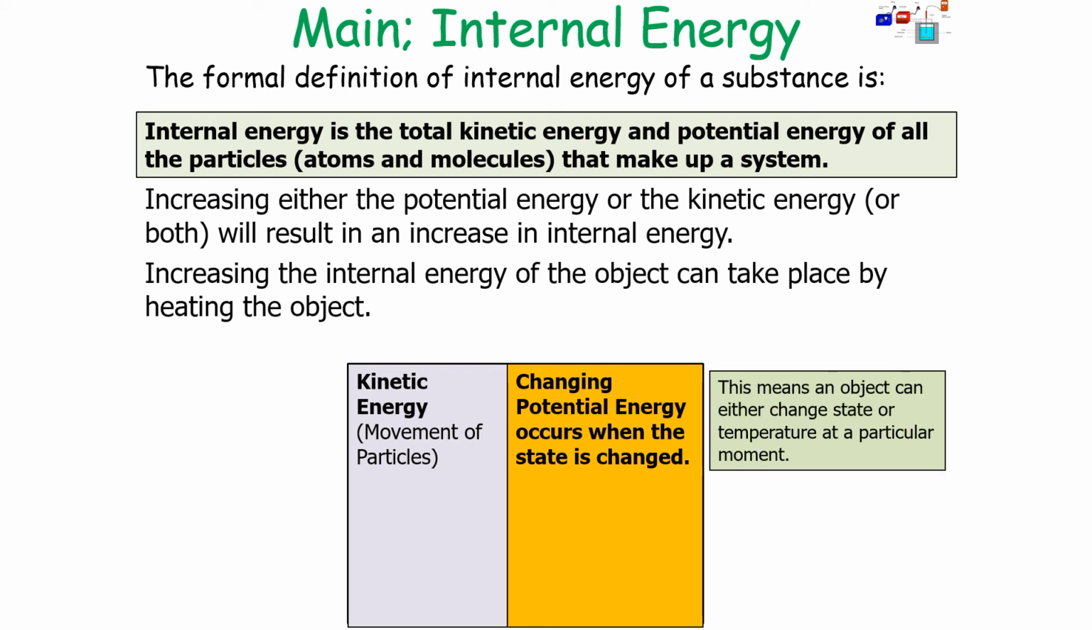So this means an object can either change state or it can change temperature at a particular moment, because the change in energy can either go into the kinetic energy or it can go into the potential energy of the internal energy. It can't go into both at the same time.